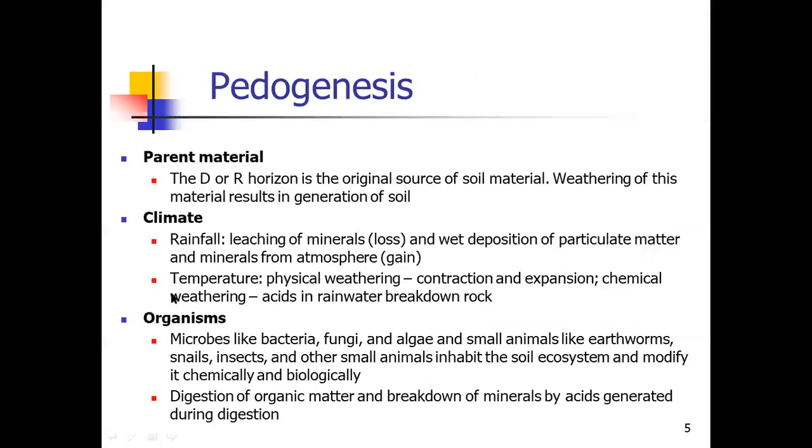Wet deposition of particulate matter and minerals from the atmosphere is the gain. So anything that is present in the atmosphere will come down with precipitation, and the minerals from the atmosphere will be the gain into the soil materials. Okay, so that is rainfall.